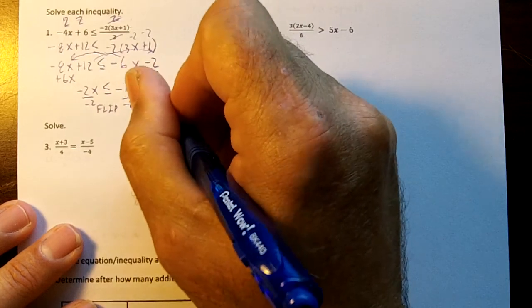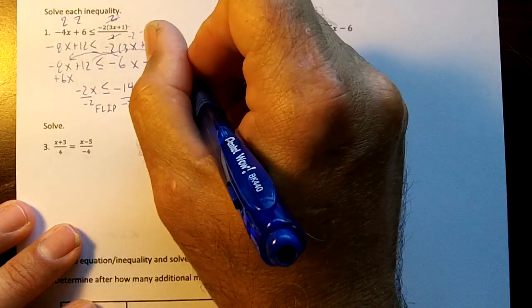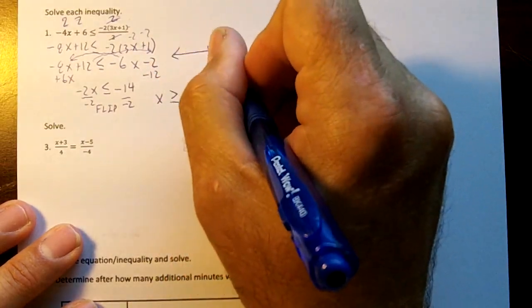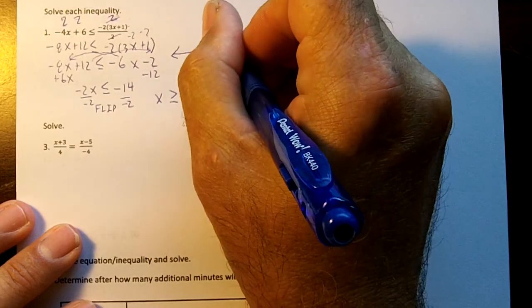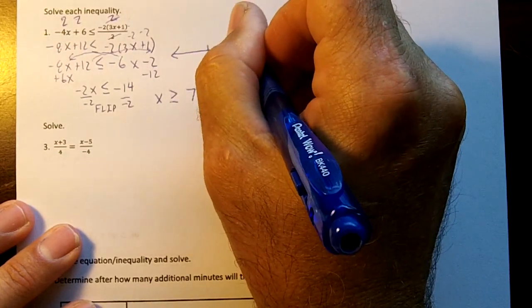So we're going to get x greater than or equal to a positive 7, and you would graph this like this. You would draw 0, your 7's positive, it goes to the right. It's greater than or equal to, so you need an open dot, and the arrow goes to the left.